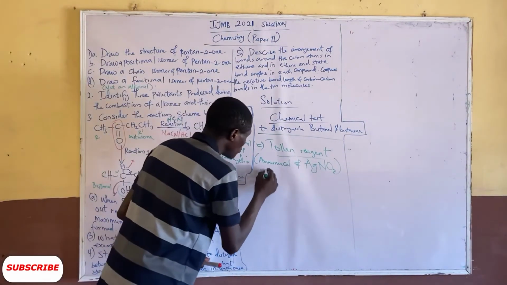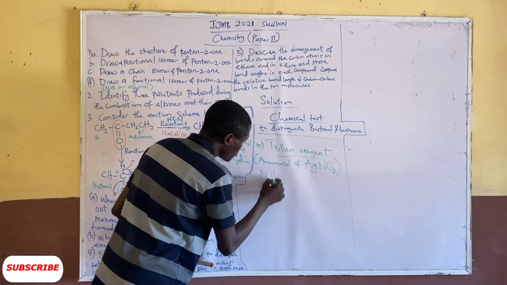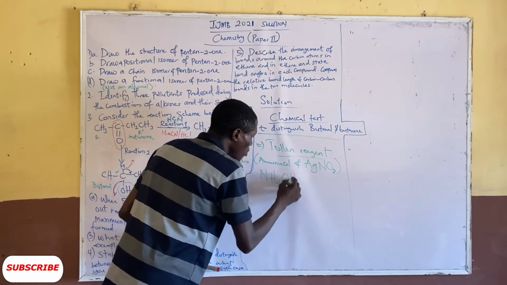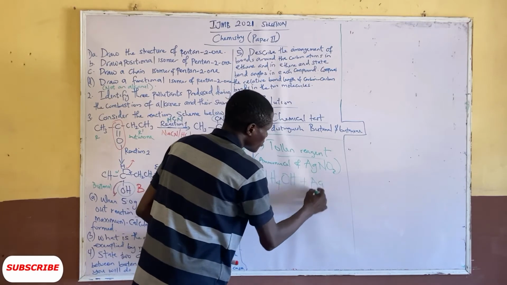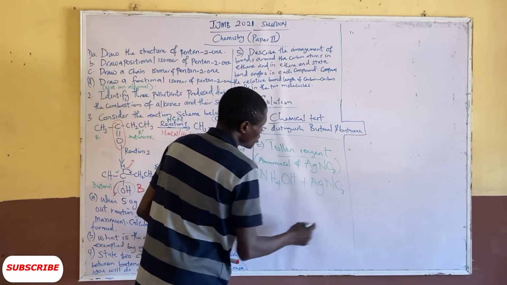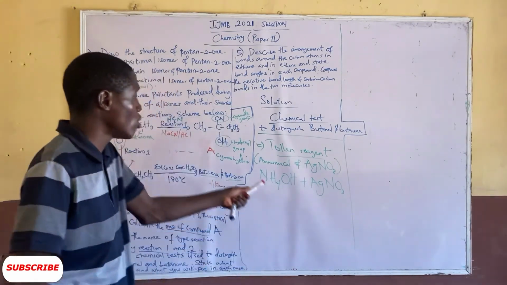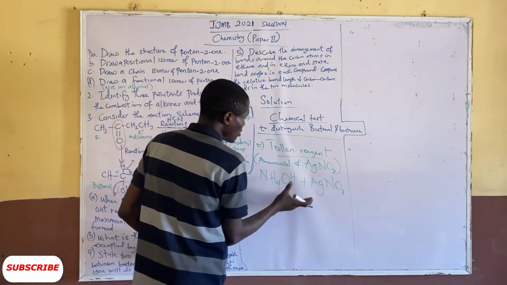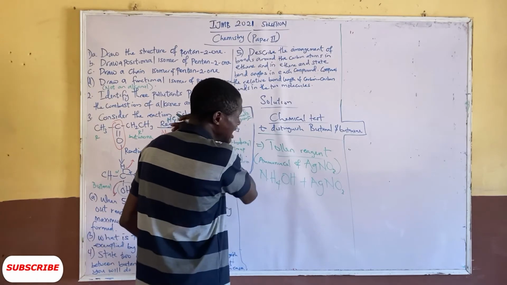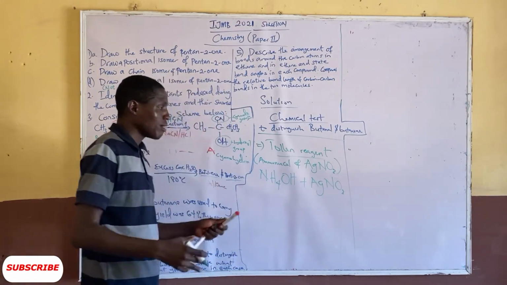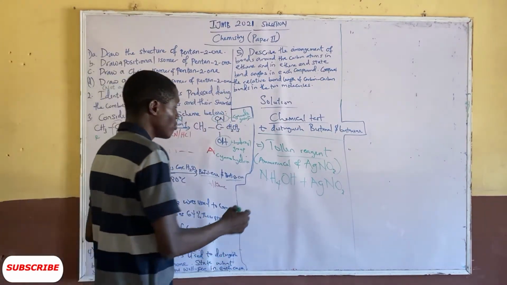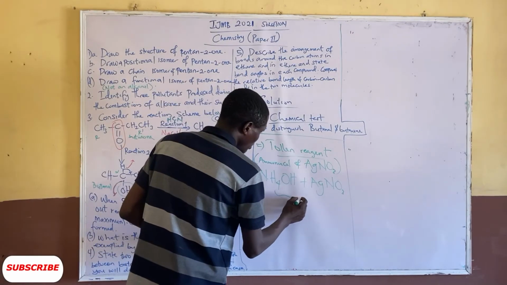Tollens reagent is produced by adding ammonium hydroxide plus silver nitrate. When you mix those 2 together, you have your Tollens reagent. That's why we call it the ammoniacal silver nitrate. So after mixing the 2 together, you have prepared what is called Tollens reagent.